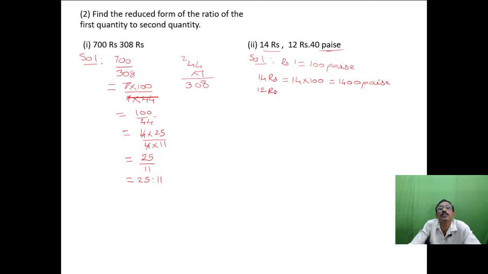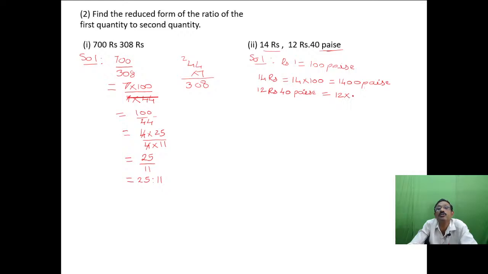12 rupees 40 paise. Now this is equal to, paise we'll keep as it is, 40 paise, but we'll convert the first half of this. And what is the first half? It is nothing but 12 rupees. So to convert this 12 rupees, we'll convert this into paise.